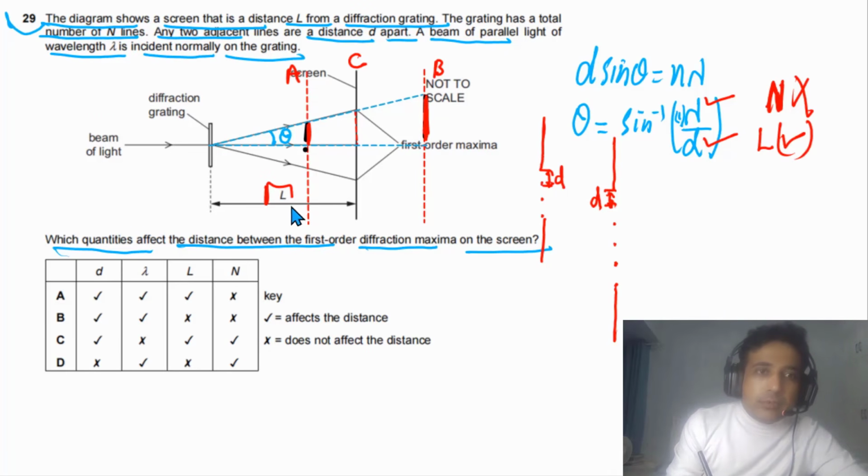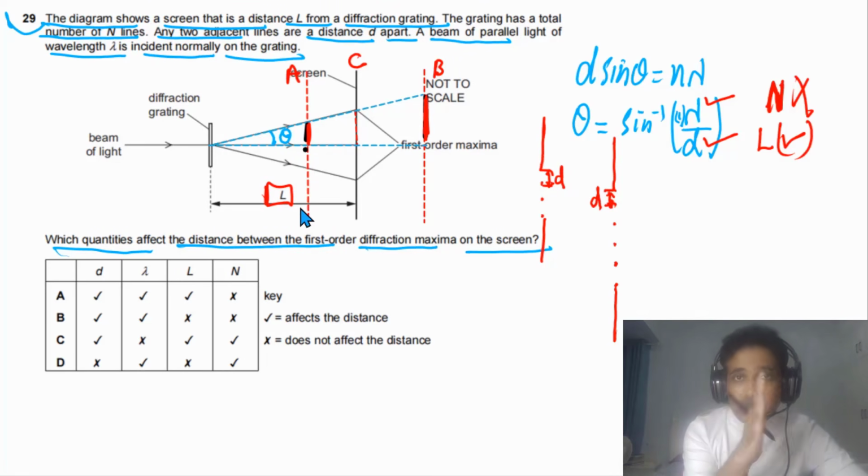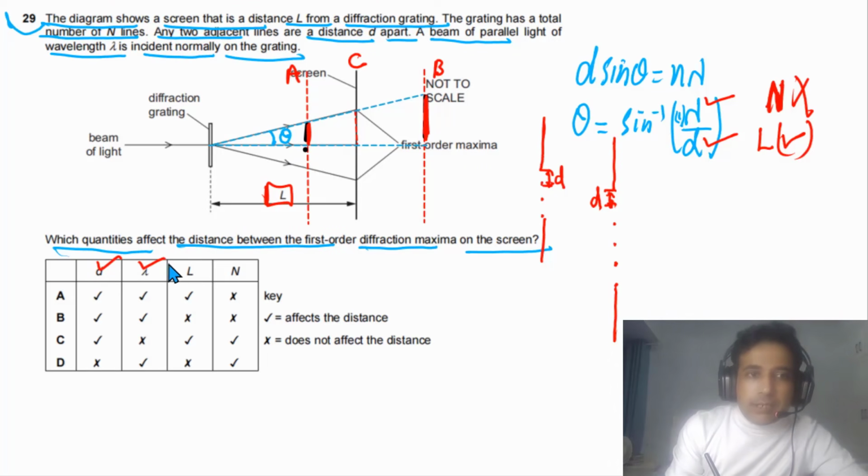L is the distance between the diffraction grating and the screen, so it depends on where you place the screen. So it depends on d, yes. It depends on lambda, yes. It depends on L, yes. It depends on N, no. So the answer for this question has to be A.